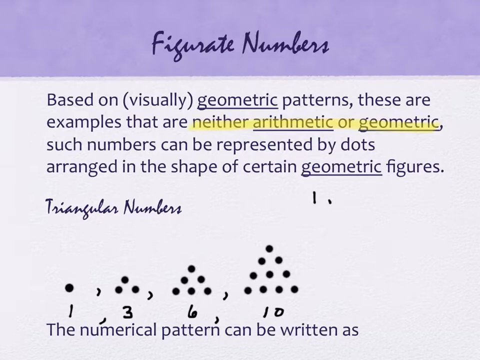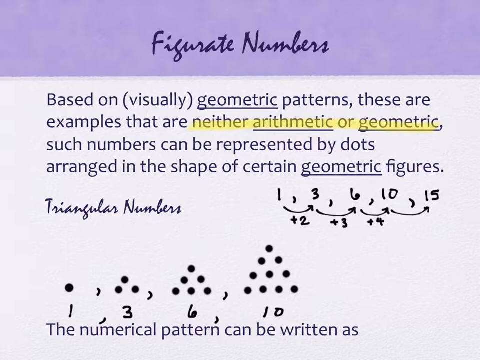So let's actually write these down. I have 1, 3, 6, 10, and I want one more term because it'll make it easier to see. What do you think would happen after 10? It's 15. We did this last time where we said it's not arithmetic, it's not geometric, I can't multiply or add to get the next term, but I can look at what would happen if I tried. On this one, I'd have to add 2, and then I'd add 3, and then I'd add 4, and then I'd add 5.